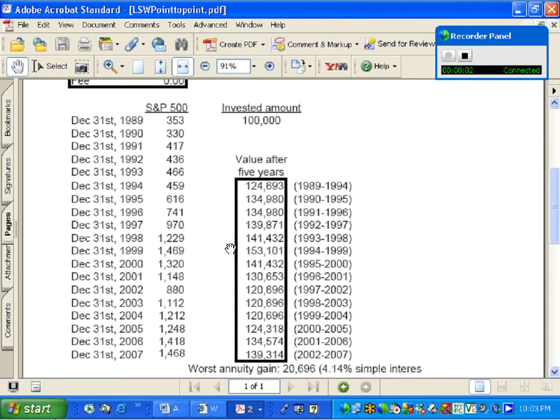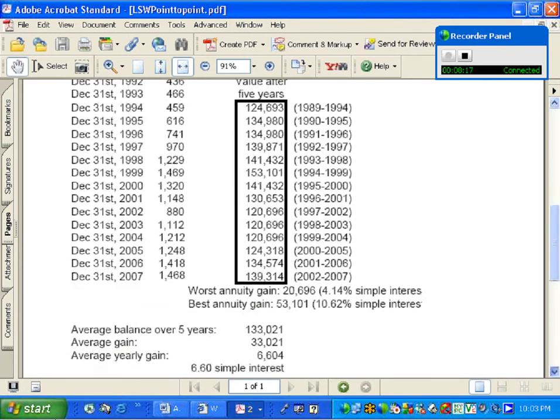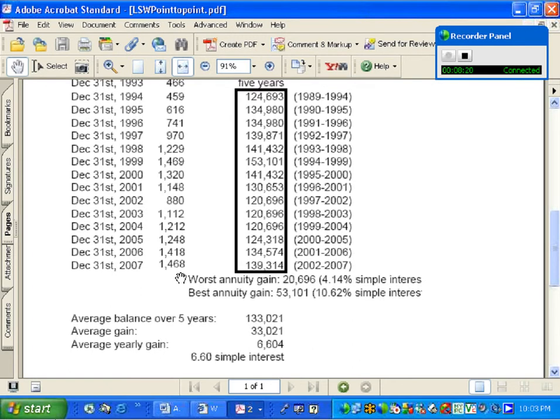Now, what would be interesting to me is to look at the best 5-year period and the worst 5-year period. Note, in the worst 5-year period, 100 grew to 120,696. The best, 100,000 grew to 153,101. Now, I summarized the numbers here below. The worst annuity gain would have been a 20,696 gain. The best gain would have been 53,000 and change. This represents a 4.14% simple interest yield to a 10.62% simple interest yield.